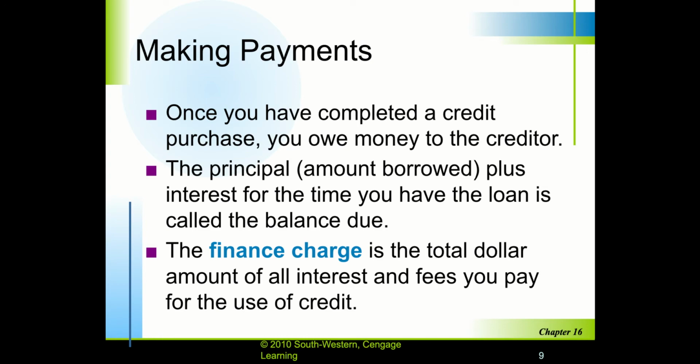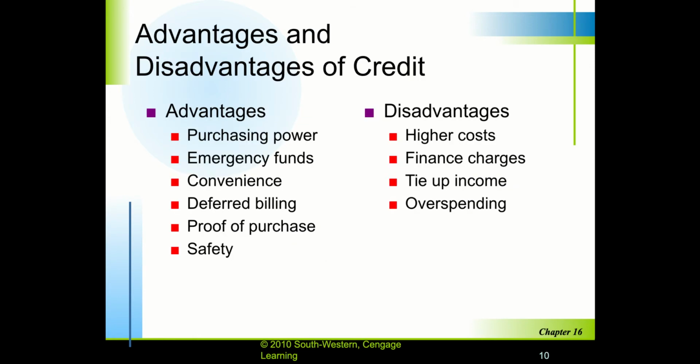Once you've completed a credit purchase, then you owe money to the creditor: the principal, which is the amount that you borrowed, plus interest. And that's how the creditor is typically making money. The finance charge is the total amount of all interest and fees you pay for the use of credit. So you may have to pay a fee up front, and then you may have interest of a certain percentage on the loan that you're paying. The finance charge includes all of that.